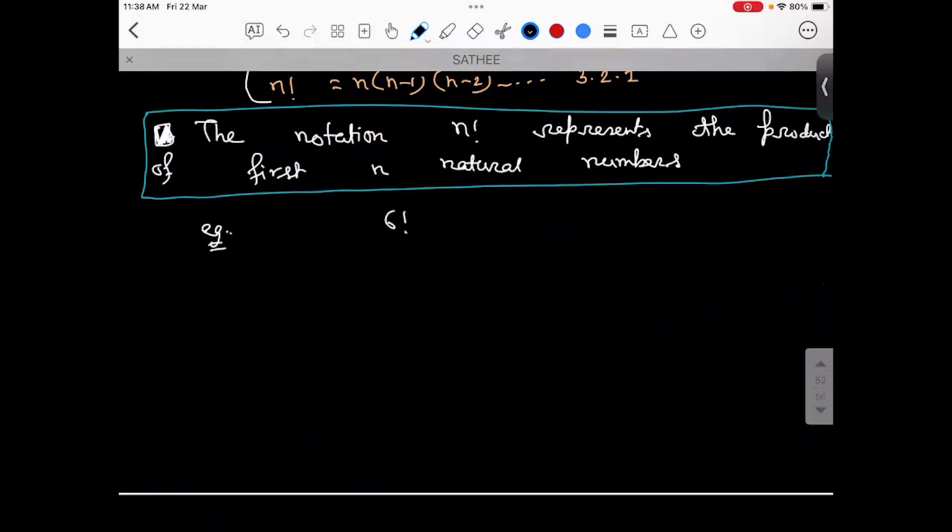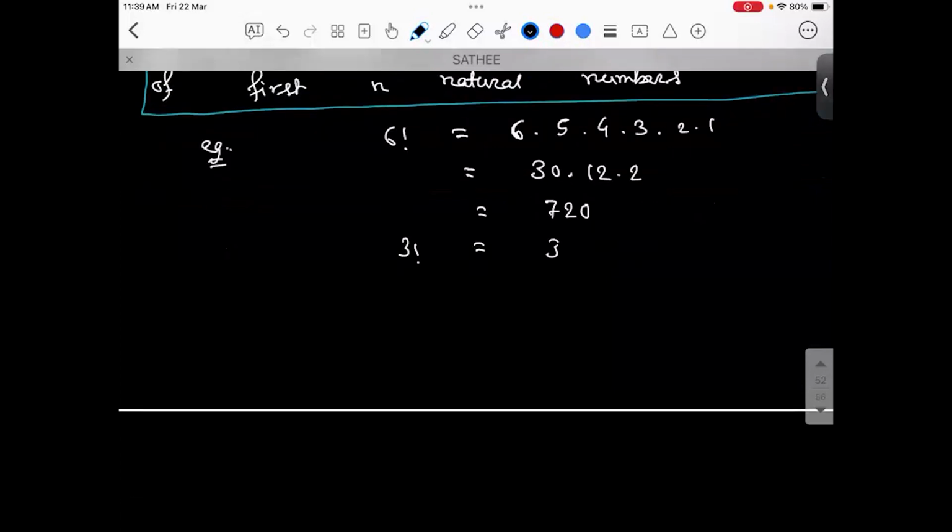If I write 6 factorial, what will that be? 6 into 5 into 4 into 3 into 2 into 1. Let's multiply this. What will I get? 6 times 5 is 30, into 12, into 2, then 720. Okay. So 6 factorial is 720. What about 3 factorial? 3 factorial is 3 into 2 into 1. So I will get 6. 4 factorial means 4 into 3 into 2 into 1.